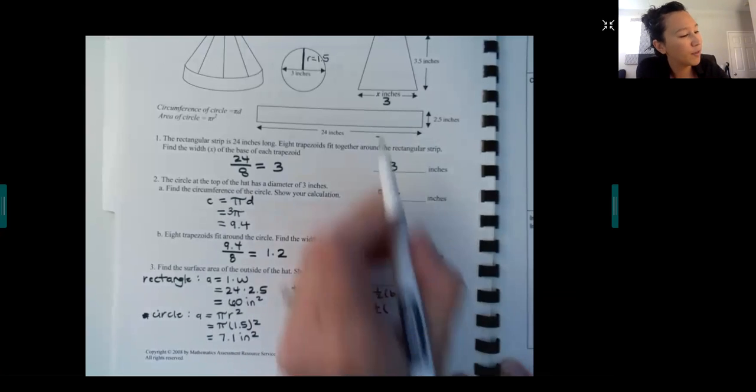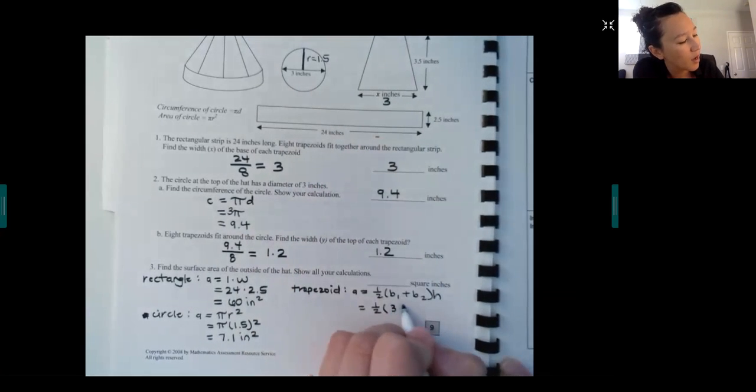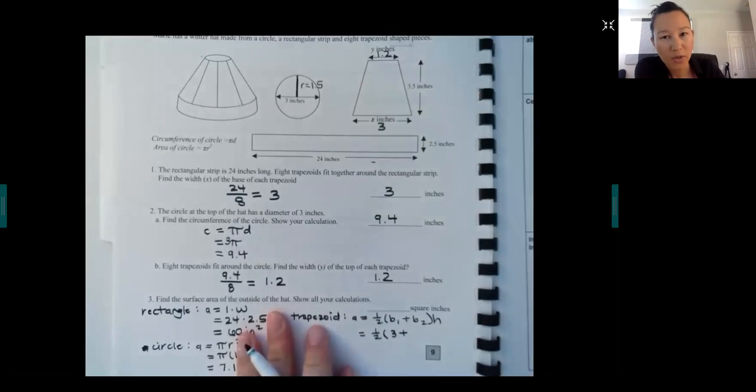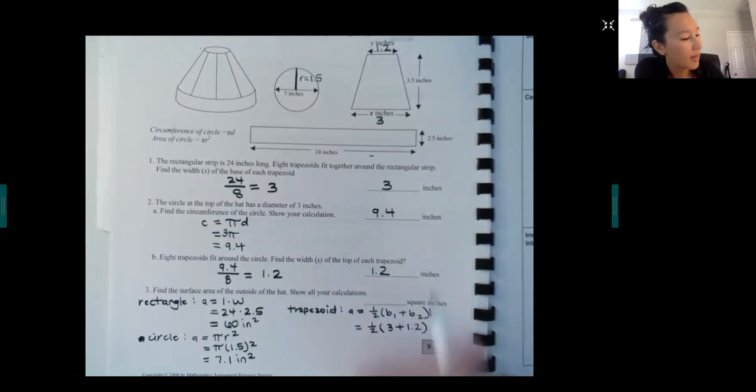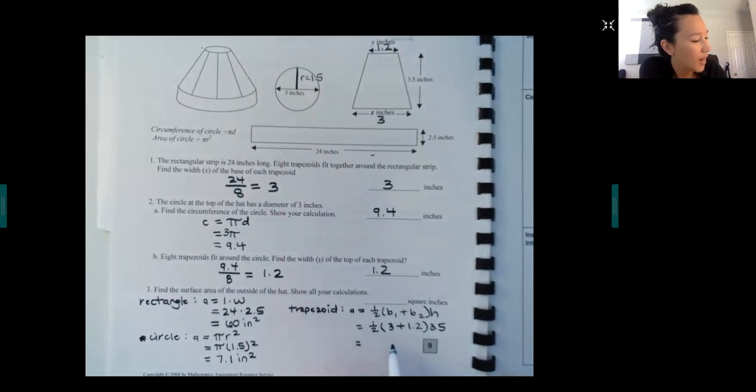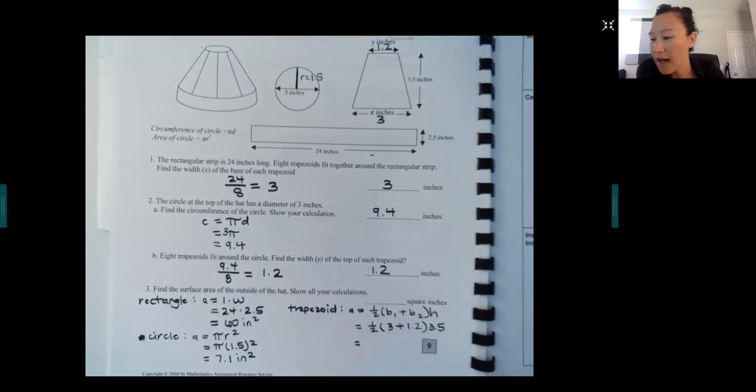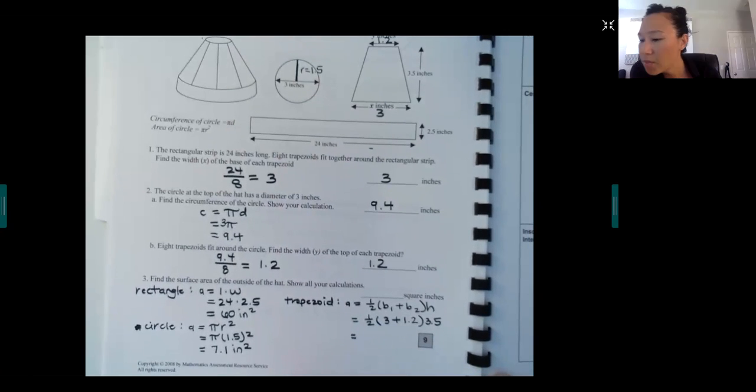So we have 1/2 of our first base, which we found, which was 3, plus our second base we found, which was 1.2. And then we multiply that times the height, which they gave us, which was 3.5. And we just go ahead and add 3 and 1.2, which is 4.2. Take half of that, which is 2.1, and then multiply that by 3.5. And we get 7.35.